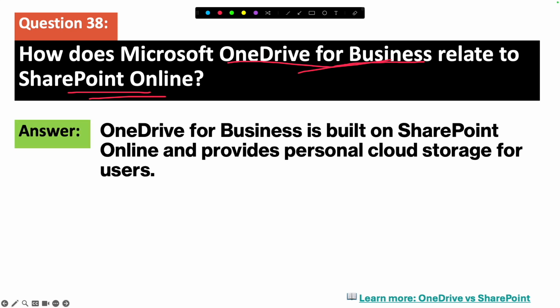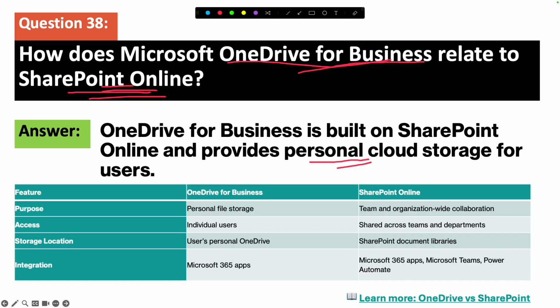First and foremost, you need to say that OneDrive for Business is built on SharePoint Online. Even if you don't mention that, you should say that OneDrive for Business is personal cloud storage, and SharePoint is for organizational storage, a repository or team storage. That is the first point you need to make, and then use this feature comparison list to highlight the differences. One, like I said, OneDrive for Business is personal, for individual users. SharePoint Online is for team and organization-wide collaboration. So a team of people can come together and collaborate on a SharePoint Online site.